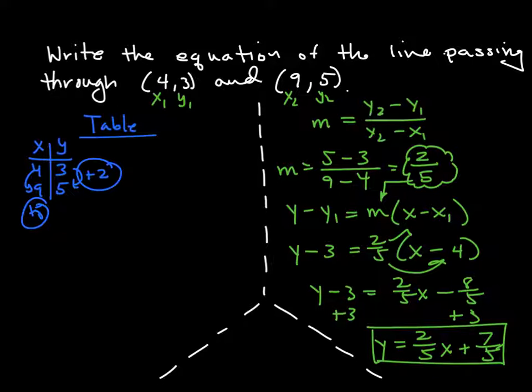And when I write my equation, what you need to know is that my equation still is the change of the y's divided by the change of the x's. So to go from 3 to 5, it was a change of 2. To go from 4 to 9, it was a change of plus 5. So my m is simply 2 over 5. So I get the same thing. I'm just going to be using mental math there.